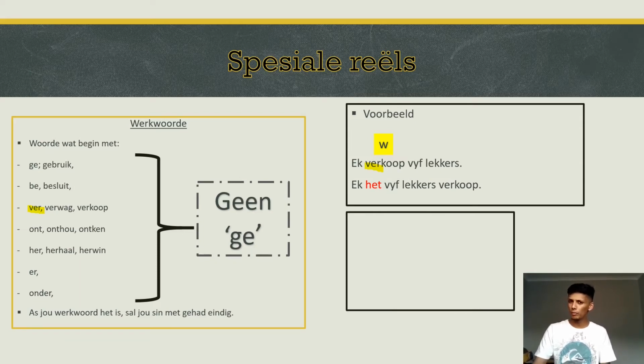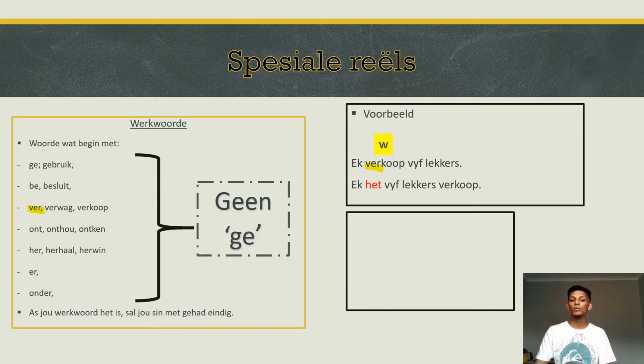So we still follow the second rule, which is replace your verb with het. Ek het 5 lekkers verkoop. And as you can see, there is no ge with the verb. So it's one less thing for you to do. All you do is you put in het and you take your verb to the end of the sentence. It's that simple, guys.